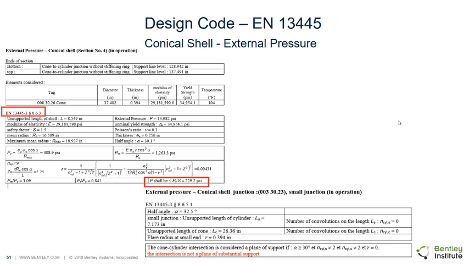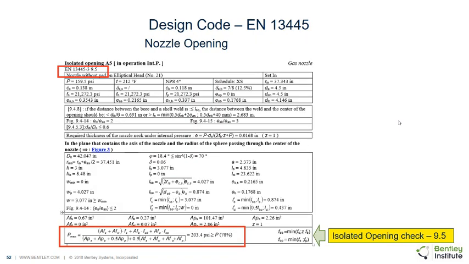The criteria for acceptance, which is that the external design pressure needs to be less than the ratio of calculated lower bound collapse pressure PR to the allowable stress, is checked. The applicability of the conical shell junction check criteria is verified. The nozzle opening calculations are performed as per 9.5.